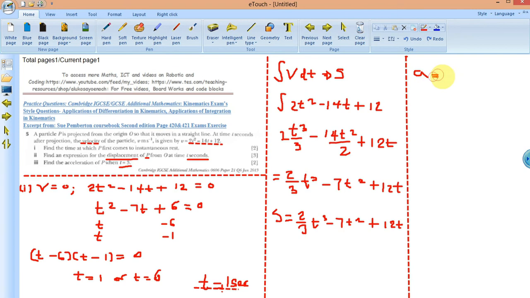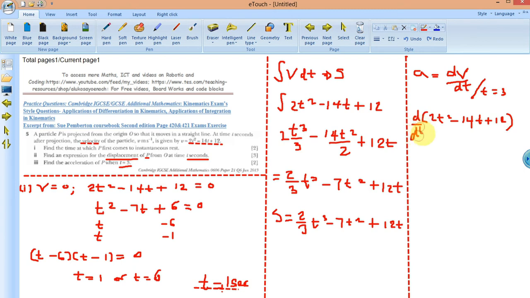So acceleration is we differentiate the velocity, that is dv over dt. Now we have a given point, that is when t equals 3. So let's go ahead and do that now. Don't forget I'm differentiating now. So I want to differentiate 2t squared minus 14t plus 12 over dt.